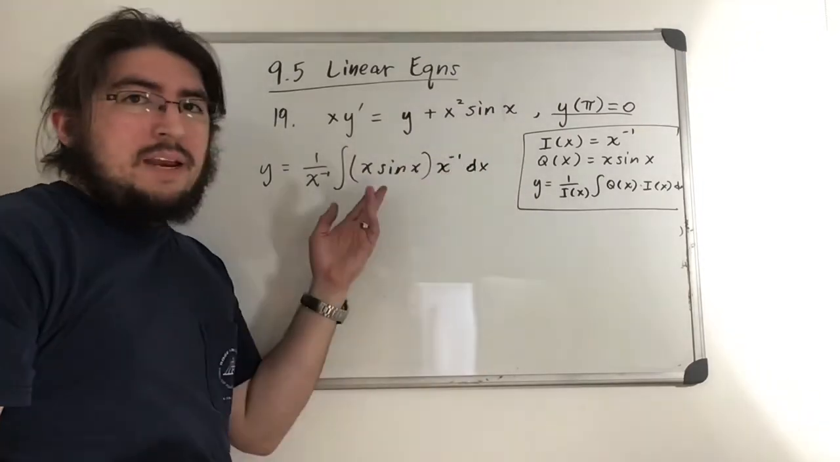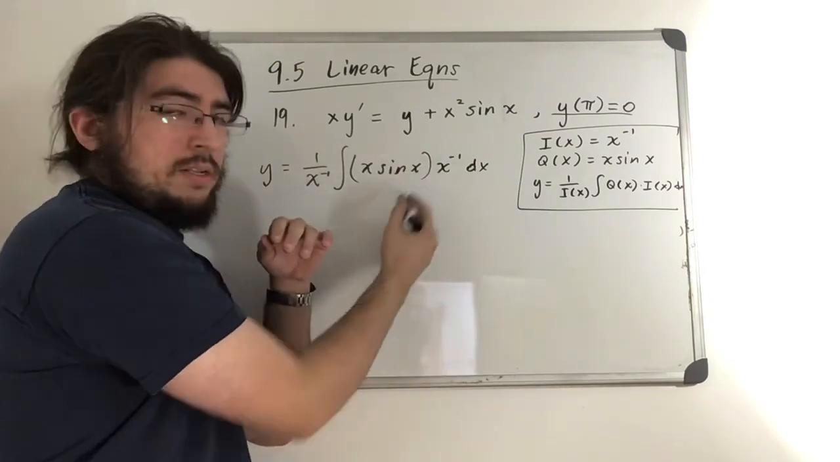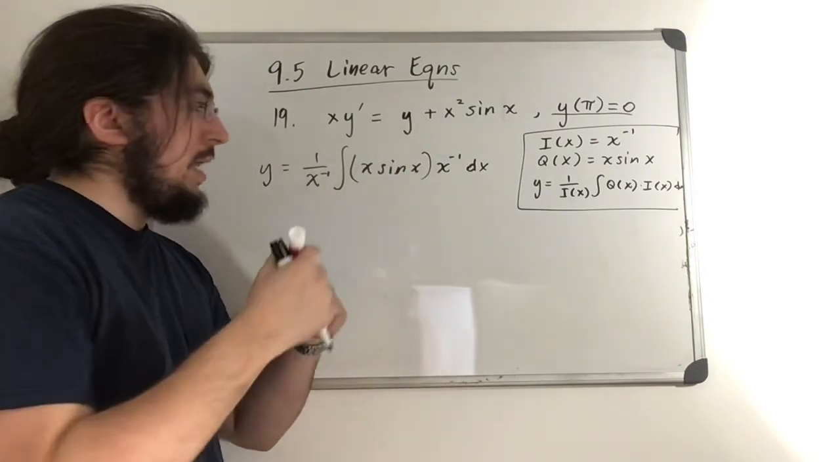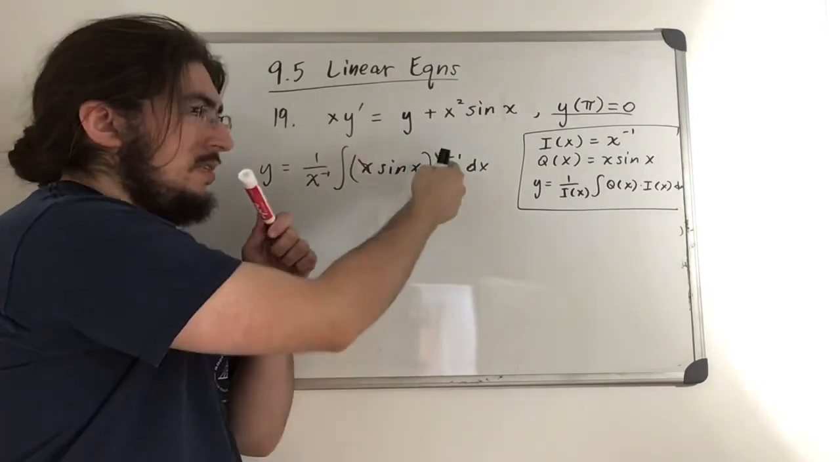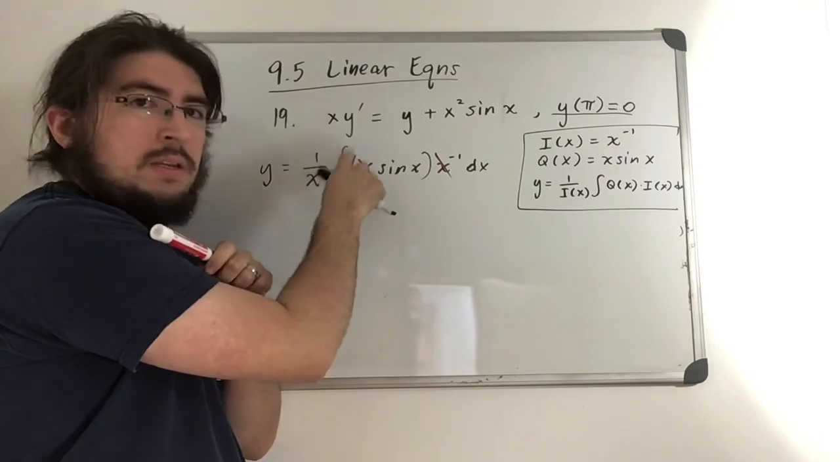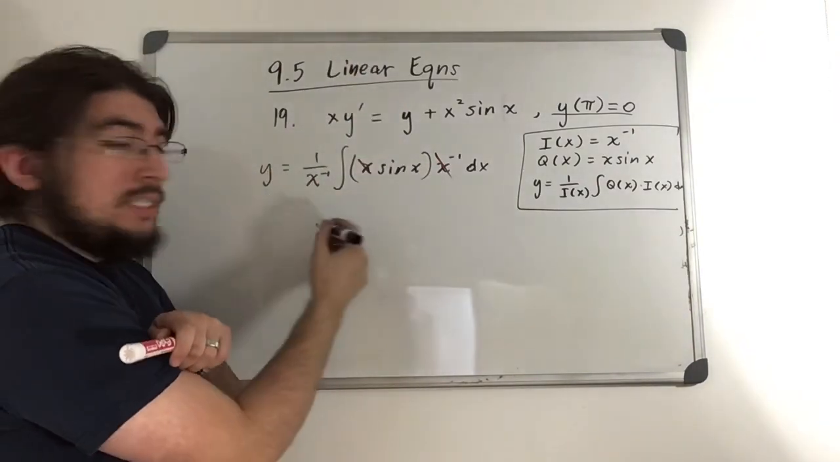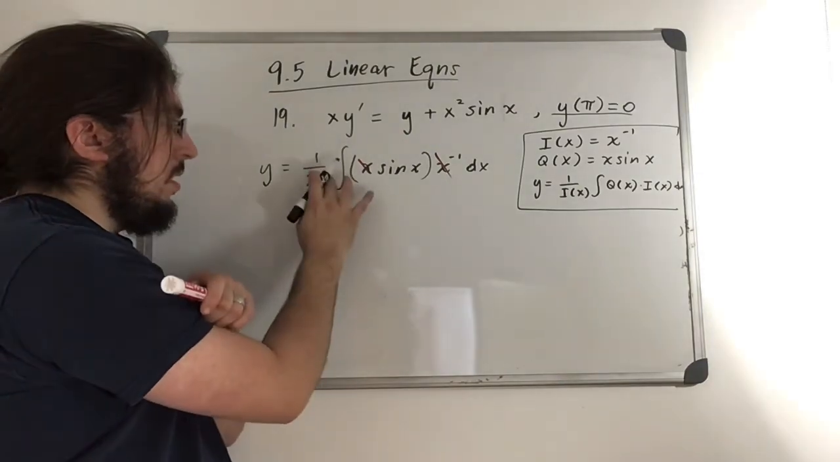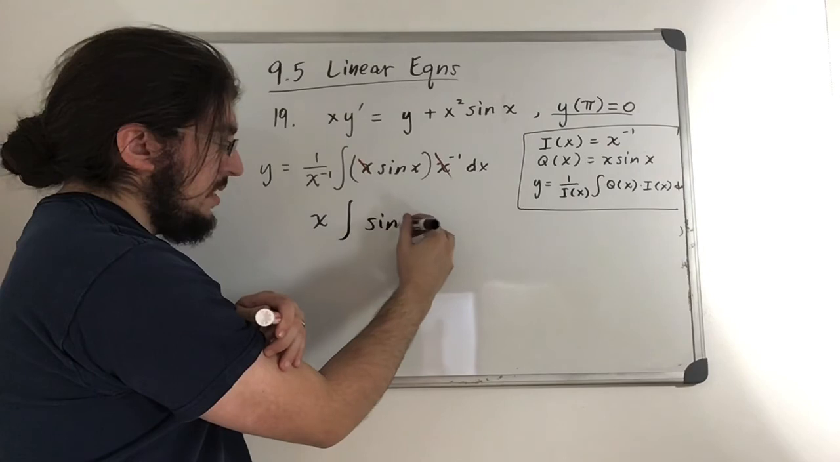And remember, this is sine of x, not sine times x. So these don't cancel. But there is still some cancellation here. These two cancel. Technically this is 1 over x, so since it's x over x, they cancel out. Also here, 1 over x to the negative 1 is just x to the positive 1, times the integral of what is left, which is sine of x dx.